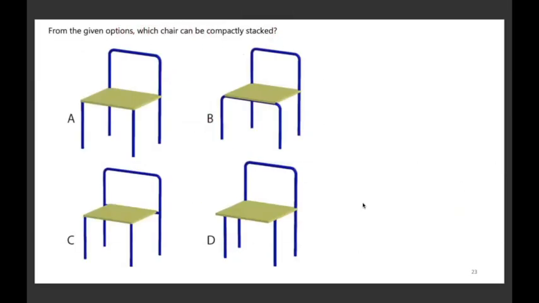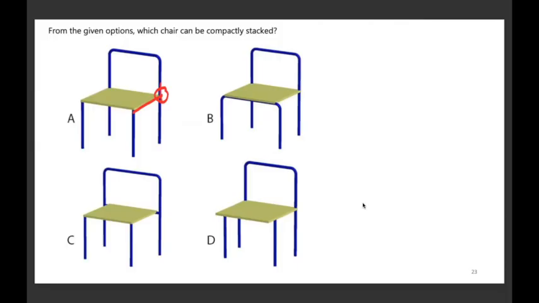From the given options, which chair can be compactly stacked? Of all these options, which chair can be compactly stacked is what we have to find. So in this figure, when you want to stack a chair, if the alignment happens to be edge to edge, where this edge and this one come in a line, for stacking there is no space left here.